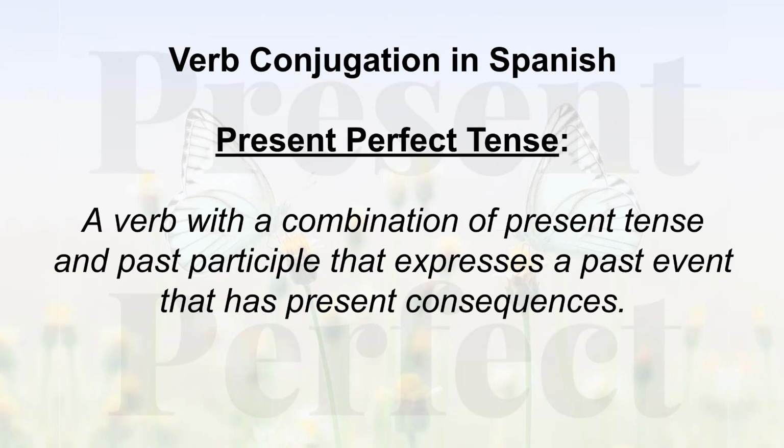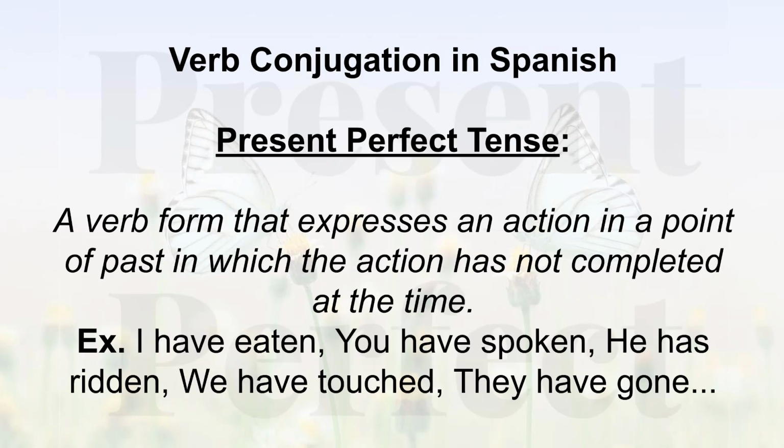The present perfect tense is defined as a verb with a combination of present tense and past participle that expresses a past event that has present consequences. The other definition will be a verb form that expresses an action in a point of past in which the action has not completed at the time. So examples in English will be I have eaten, you have spoken, he has ridden, we have touched, they have gone.